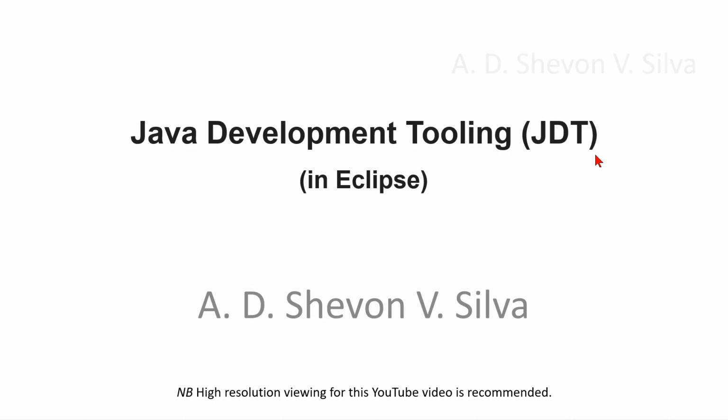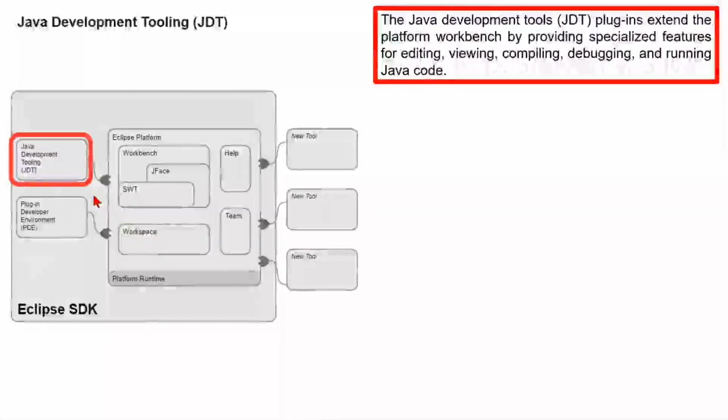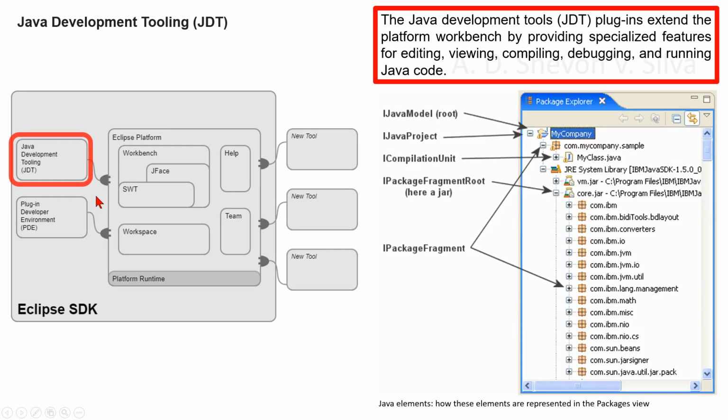Java development tooling, JDT, in Eclipse. Now we are considering Java development tools, JDT. The JDT plugins extend the platform workbench by providing specialized features for editing, viewing, compiling, debugging, and running the Java code. Here you can see Java elements, how these elements are represented in the package view.